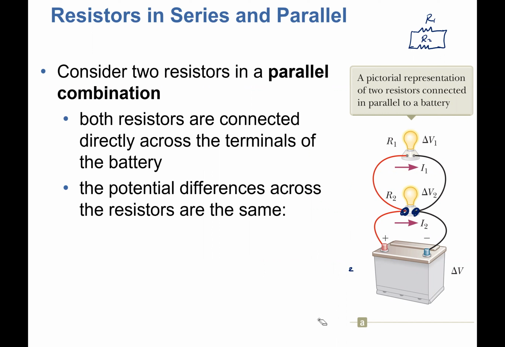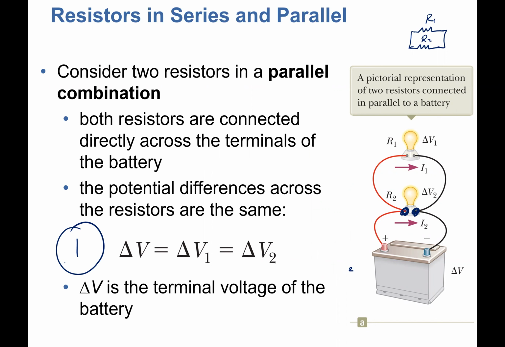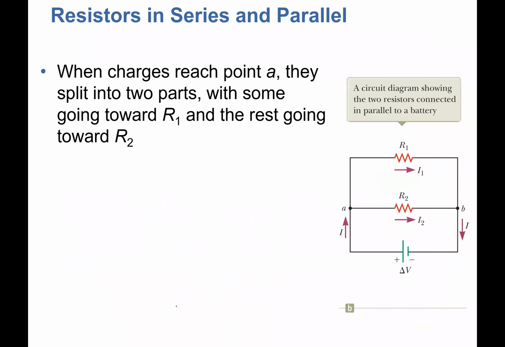So the potential difference across the resistors is the same. Delta V equals delta V1 equals delta V2. This is condition 1 for the parallel combination. Delta V is the terminal voltage of the battery. That means if those two are connected in parallel, they always have the same potential difference. If they're also connected to the battery directly, they also have the battery voltage.